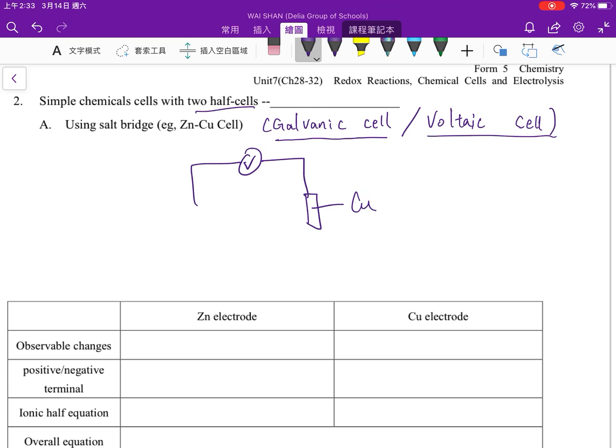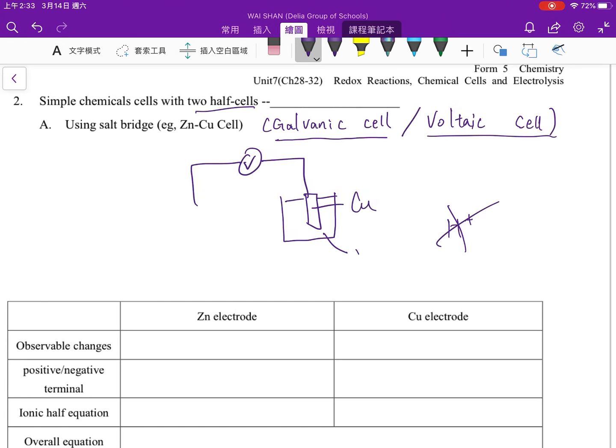Okay, so for the copper one, what kind of electrolyte can we use to avoid hydrogen ion? This time we don't use hydrogen ion, we use metal ion.